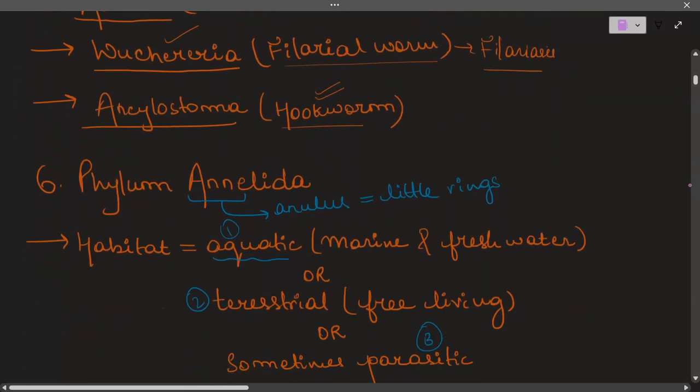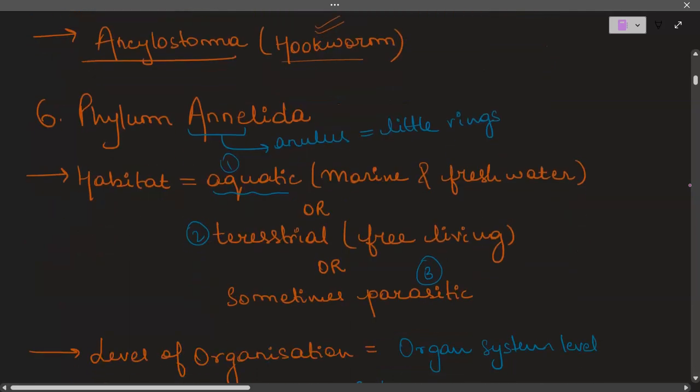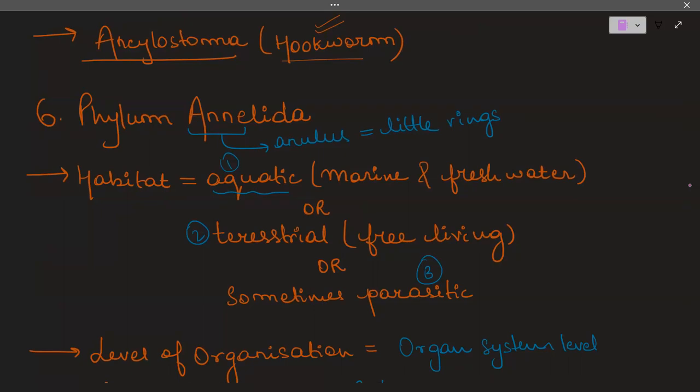Now moving on to the next phylum, we have phylum Annelida. Now, the Annelida has been derived from the word annulus, which means little rings. Their body, if you look at earthworm, the whole body is sort of divided like this. It has segmentation, metameric segmentation. So this ring-like structure they are referring to, and they have given the name of the phylum in such a way. So phylum Annelida.